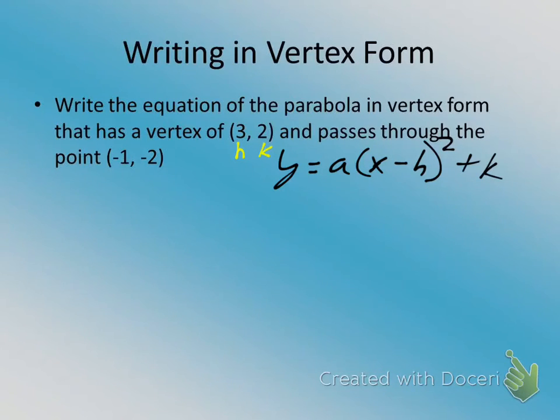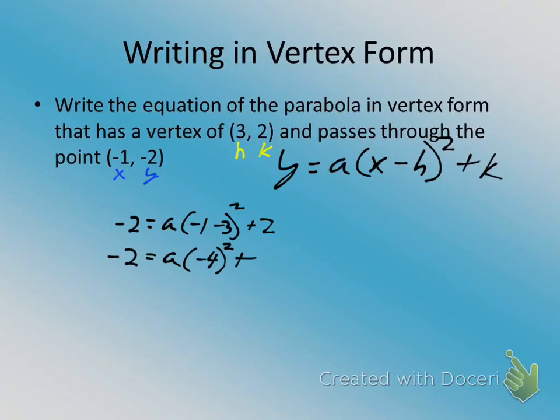Same story here. So the point I give you is -1, -2. That's your X and Y. What's the only thing you're missing? A. Plug it in and go. Okay, so -2 equals. We're going to solve for A. X minus H, quantity squared, plus K. And then do some algebra with that. -2 equals A. -1 minus 3 gives you that -4 squared plus 2.